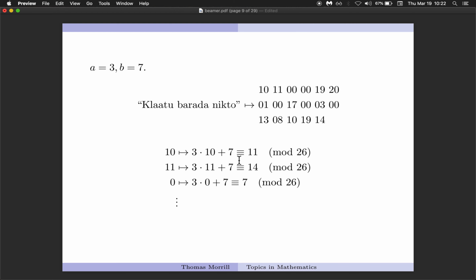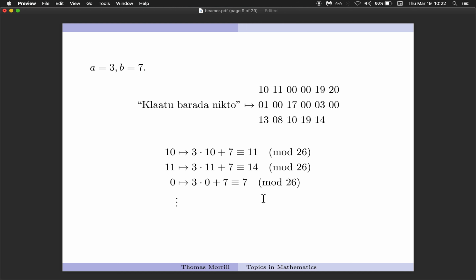And in each different letter, I'm going to apply the formula 3, which is my A, times my letter, plus 7 gives me the encrypted letter, gives me my cipher. So my 10 becomes an 11, which is saying that the K will become an L. My 11 becomes a 14, which, I can already see my 14 is becoming an O. My A, which was a 0, becomes a 7, and so on. So I'm just using a simple formula for modular arithmetic.